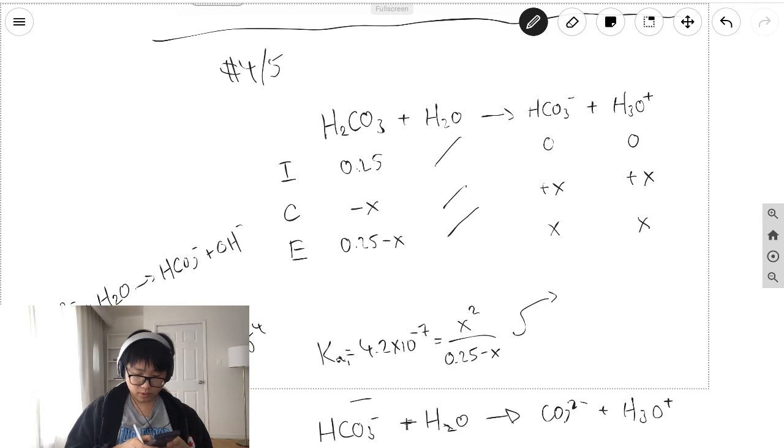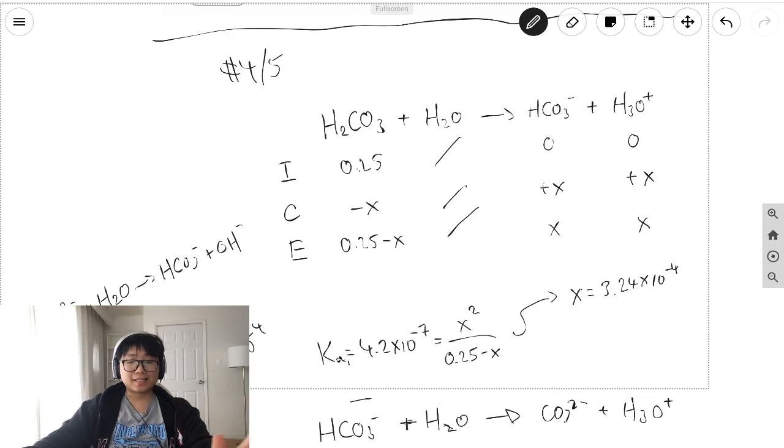Wait, give me 1 second. 4.2 times 10 to the negative 7 times 0.25 and then square root it. Wait, what did you say x was again? Yep, that's what I got. Perfect. Okay, that's the moles per liter.